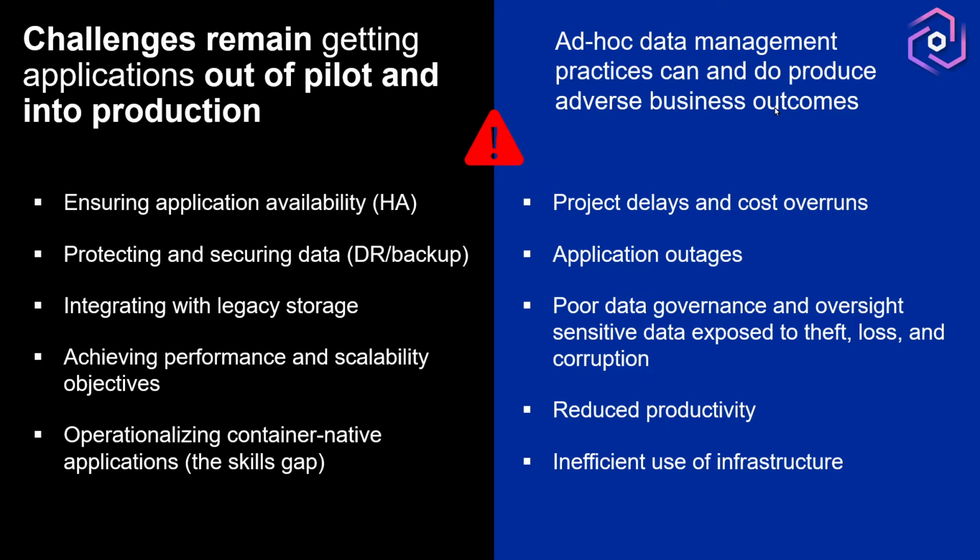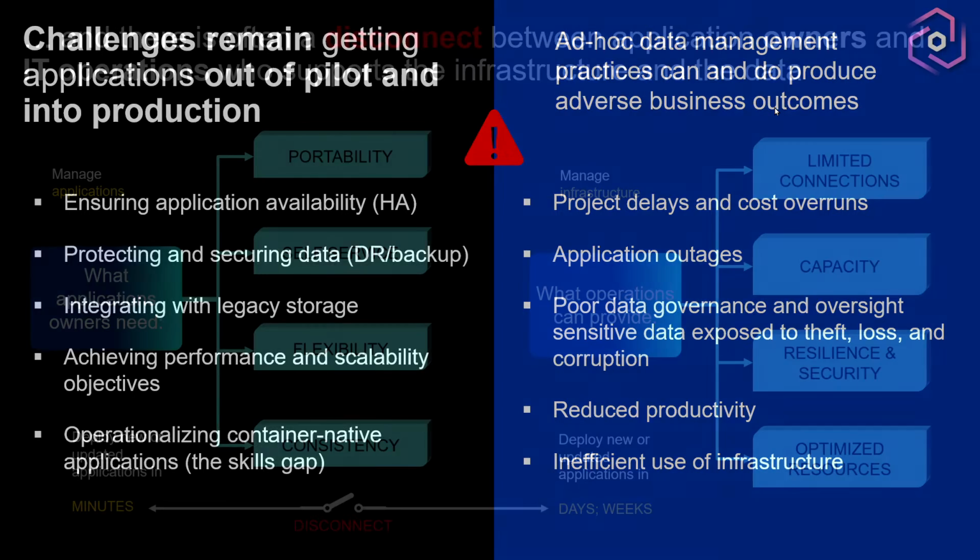All these things mean that the client may not be able to show its management all the promises of containerization because of project delays and cost overruns, because of application outages, not being able to secure the data, not being able to have it protected properly, which all reduces instead of increasing productivity. And if you set it up improperly, you can have an inefficient use of that infrastructure.